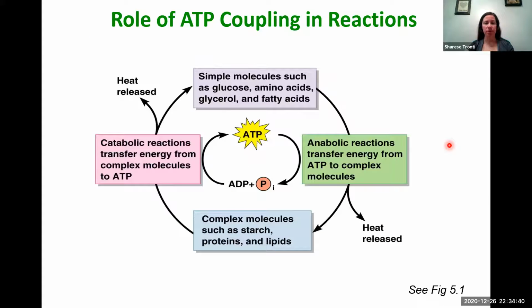So here's another example of that. If we start with complex molecules, like starch, and then we go through catabolic reactions, that's going to release or produce energy in the form of ATP while forming smaller molecules. And then we can take these smaller molecules and build them up through anabolic reactions, using ATP to build complex molecules. So that's the coupling of catabolic and anabolic reactions.